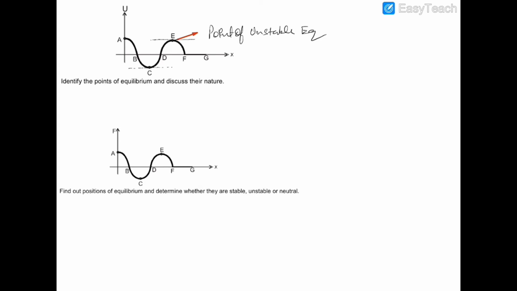Now again at point C, the force is zero. So at point E, potential energy is maximum, and at point C, potential energy is minimum, which means this point C is a point of stable equilibrium.